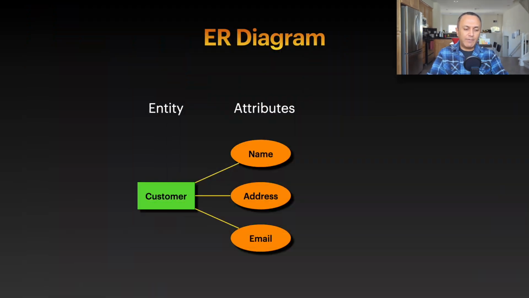So just to show this again, what this would look like in an ER diagram. Usually an entity is shown as a rectangle, and then the attributes are these ovals, and they're connected to the entity that they represent. So here we have a customer entity that has name, address, and email attributes, for example.